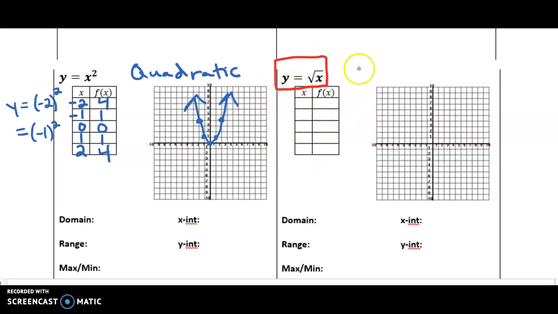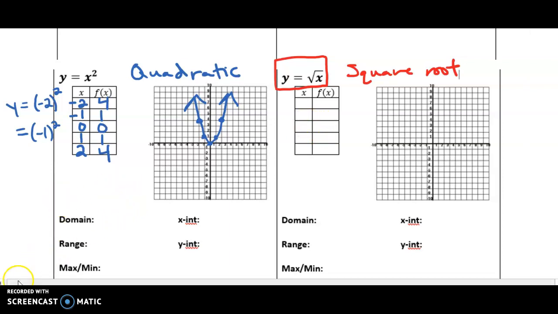Y equals the square root of x. We know what a square root is, and that's exactly why we call it a square root function. Now, up until this point, I've been plugging in -2, -1, 0, 1, and 2 into each of my functions in order to get my y values. But I want to stop for a second and think about what would happen if I plugged in -2 for x. What would happen if I was trying to find the square root of -2?